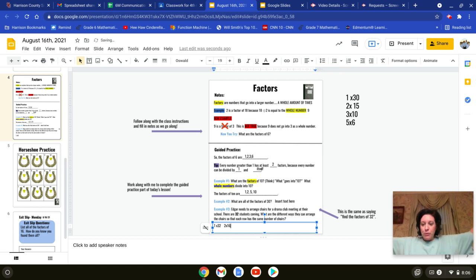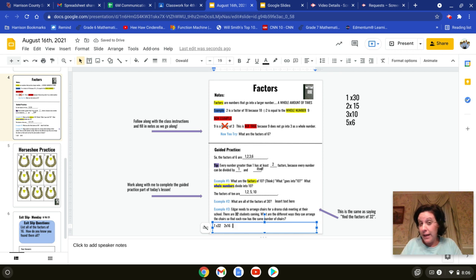My guardrails went from really big, from 1 to 32. 1's as low as I can go, 32's as high as I can go. And then they start to come together and creep in. So 2 and 16. Now we've eliminated a bunch of numbers by going in order with the small numbers.